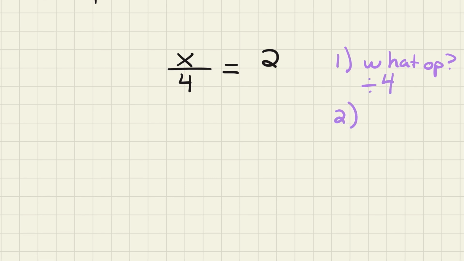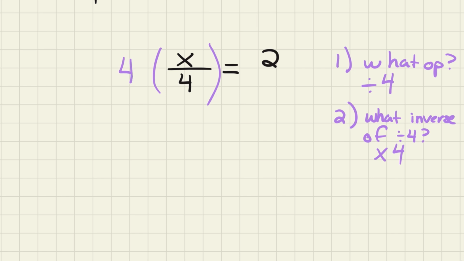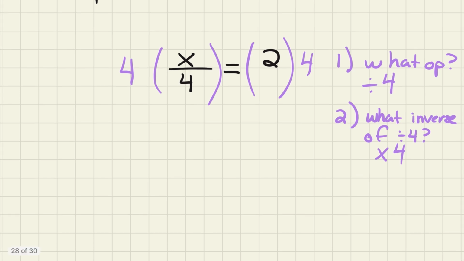So then we want to say, what is the inverse of dividing by 4? Well, the opposite operation of division is multiplication, so we should multiply by 4. So we'll do this here. We'll multiply by 4 on the left-hand side, but again, if we do it to the left-hand side of the equation, in order to keep the equation equal on both sides, we have to do it to the right-hand side as well. And then we have 4 times x over 4.